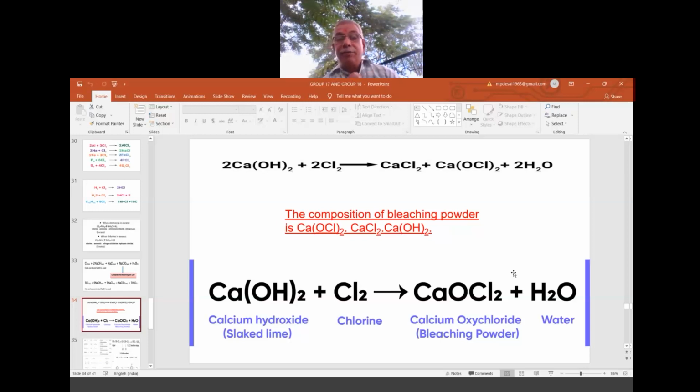Bleaching powder is a mixture form. It is actually Ca(OCl)2, CaCl2, Ca(OH)2. Okay. So this form, this red part, is the actual composition, but we take it as calcium oxychloride. So both are allowed. If you write this one, it is beautiful. Okay. Now please see this one.